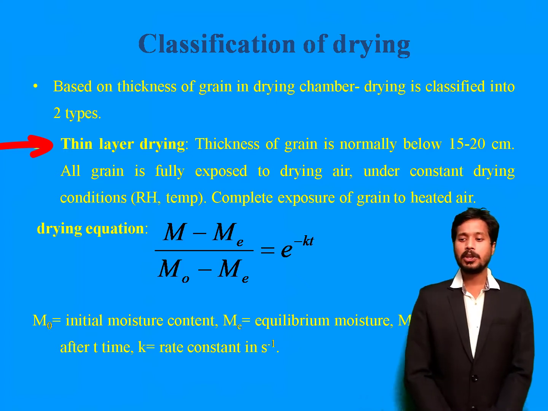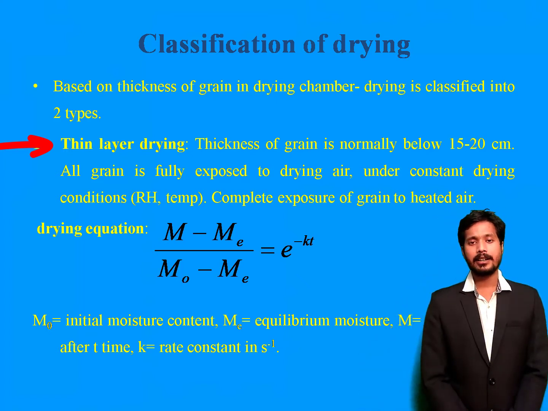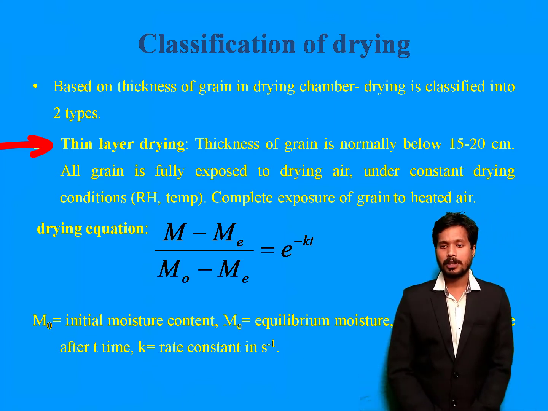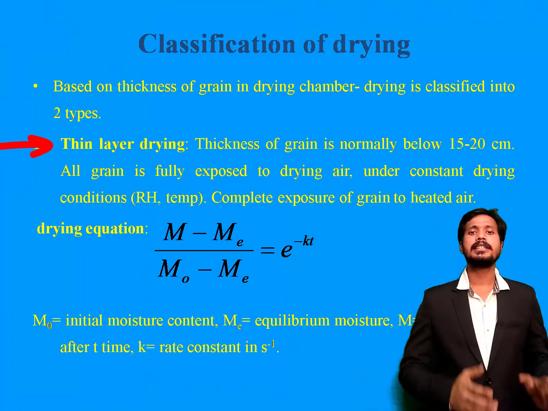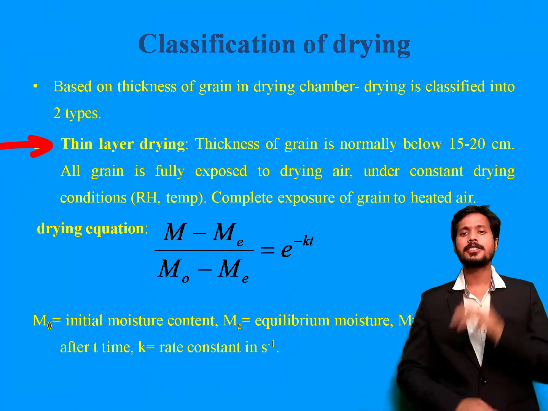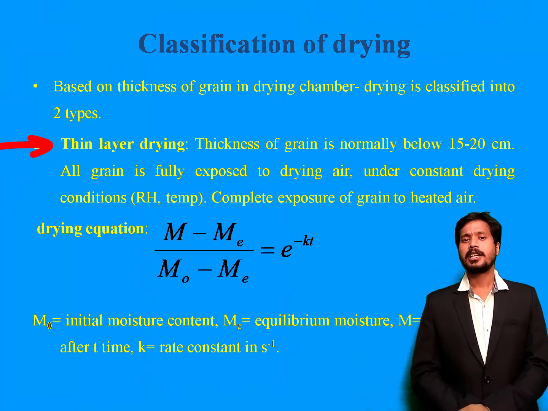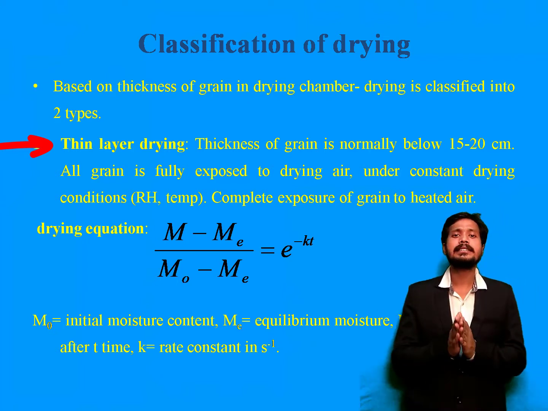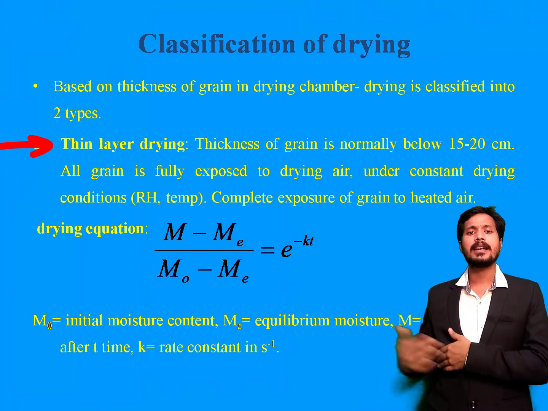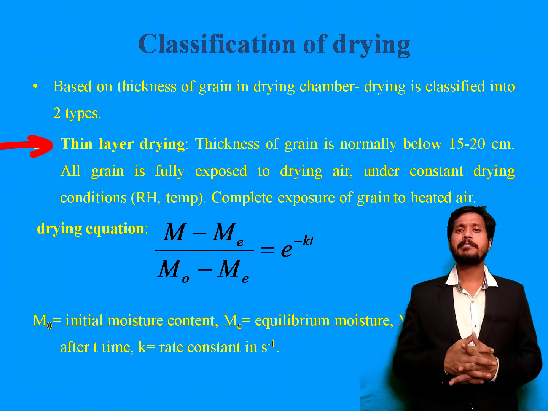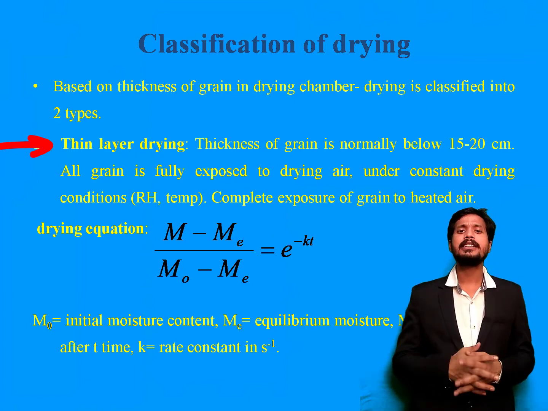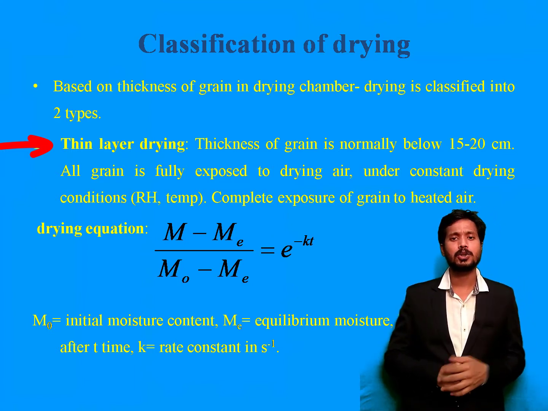All grain is fully exposed to drying air under constant drying condition, relative humidity and temperature. If you analyze this statement, in thin layer drying the thickness of the grain is very small, less than 15 centimeter. So we assume that all the grain surface is exposed to the drying air condition or air temperature. That's why the drying becomes more perfect, or we need less time to dry the product.